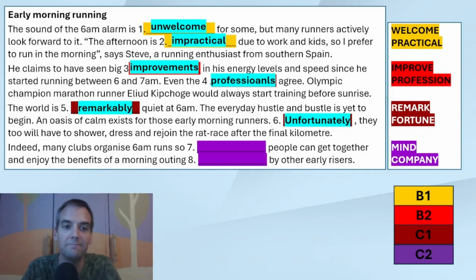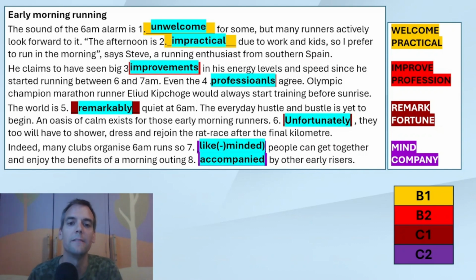Number 7, what kind of people go to a running club? People who can get together, people who have similar interests, people who are like-minded. Get rid of that second bracket. And number 8, you are going accompanied by other early risers. You are accompanied by them, from company. How did you do? I'm curious to know.